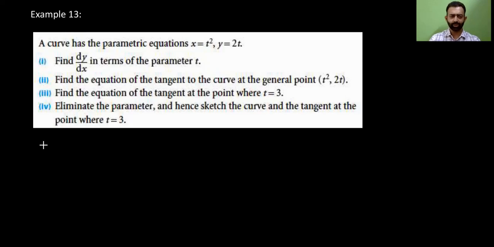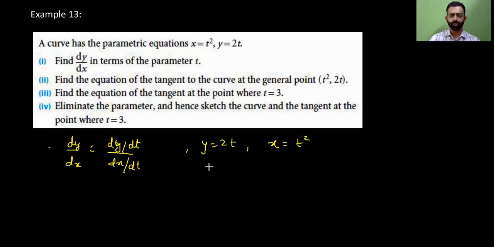So as I told you earlier, dy by dx, if there is some parametric equation, is equal to dy by dt upon dx over dt, right? So I have been given y is equal to 2t and x is equal to t square. So I can differentiate y with respect to t as dy by dt is equal to just 2 and dx over dt is given by 2t.